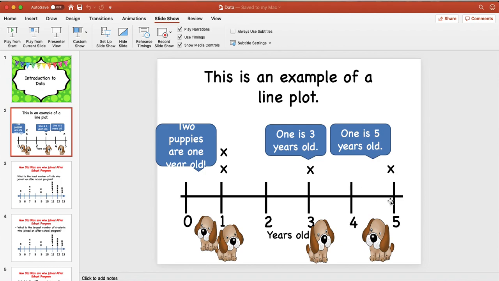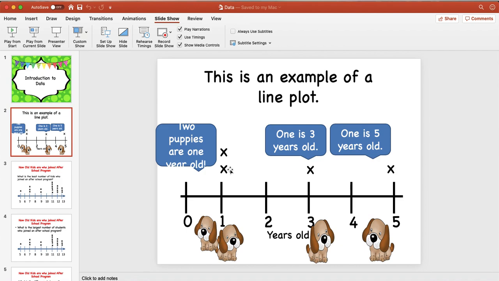As you can see, it's a horizontal line from side to side, and the data is plotted right on top of the line. Our data over here is being represented by these X's. To read this line plot, we're looking down here, which says years old, and over here these captions tell us exactly what these X's on top of the line plot mean. So over here it says 2 puppies are 1 year old, 1 is 3 years old, and 1 is 5 years old.